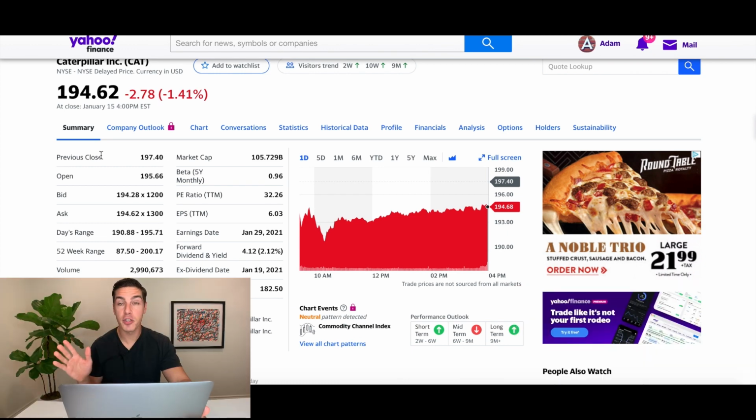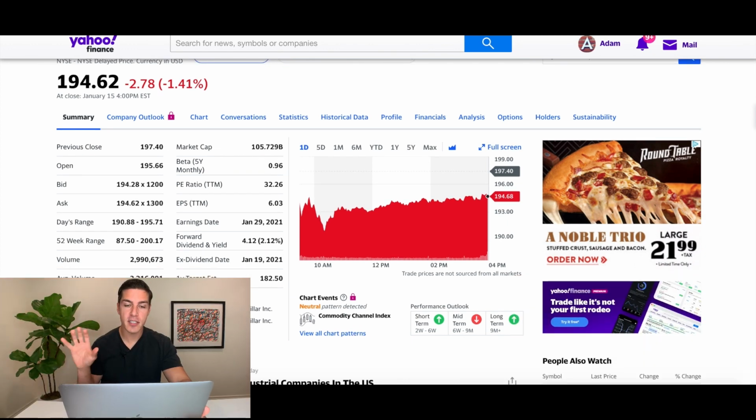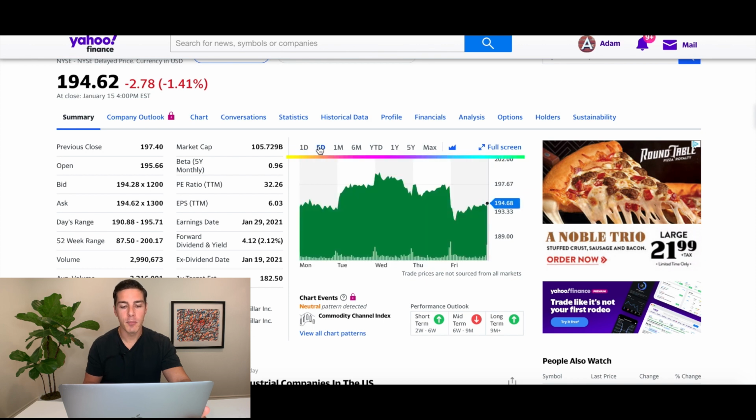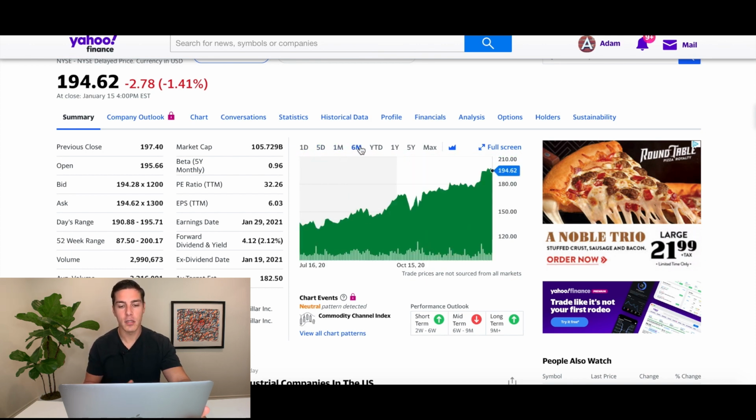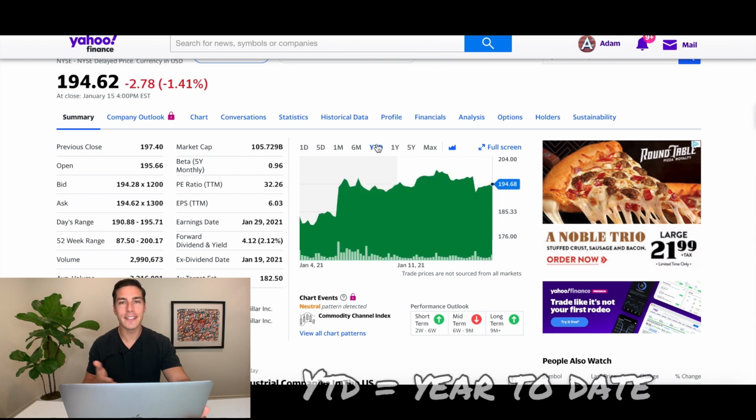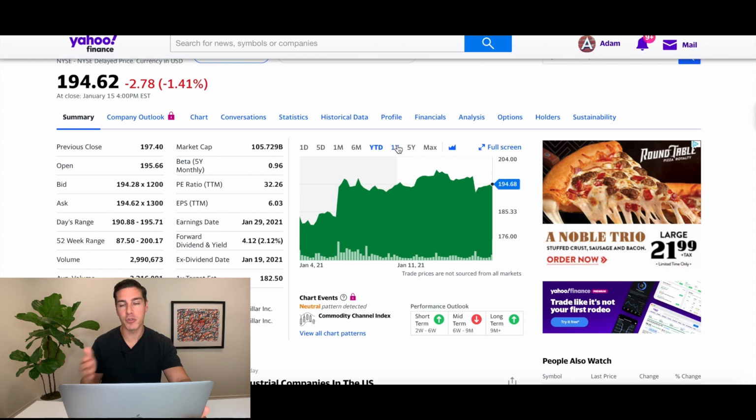Now we're going to bounce over to the right. The first thing you're going to see is that chart. What you'll notice is along the top, you have time frames. So you can change the time frame of this chart. Right now we have it set for 1 day, but we can look at how it traded over the last week, the last month, 6 months. YTD is year to date. So that would be January 1st through today, which really isn't that long.